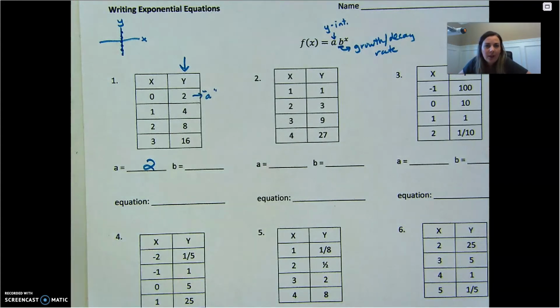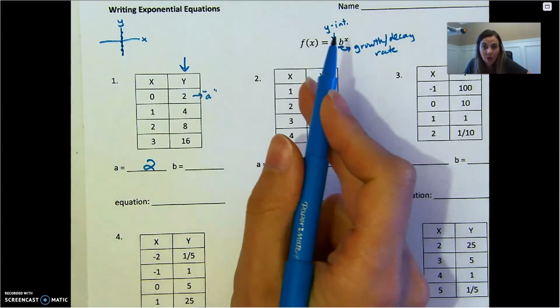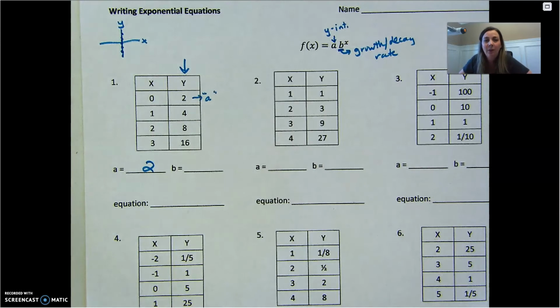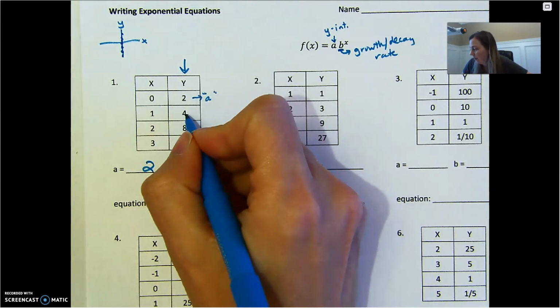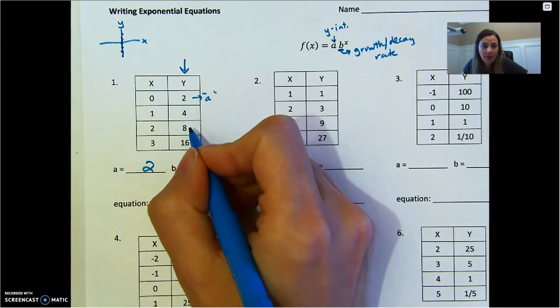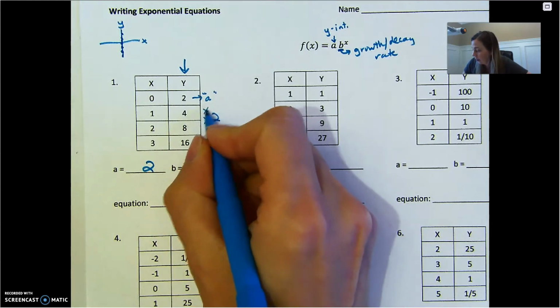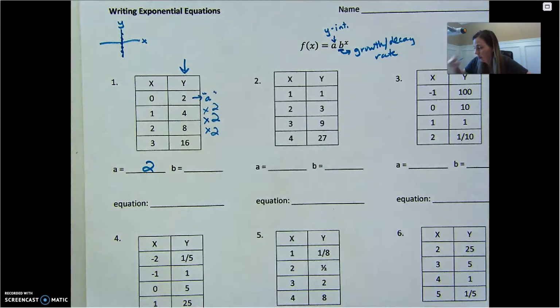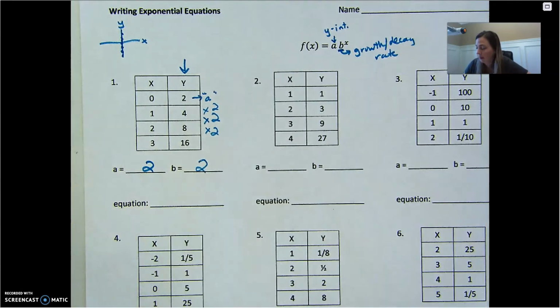All right. So now we have to look at the rate. Looks like these numbers are getting bigger, so it's growing. So it has to be a number greater than 1. Let's see, going from 2 to 4, looks like we're doubling. 2 times 2 is 4. 4 times 2 is 8. 8 times 2 is 16. So all of these are times 2, times 2, times 2. So our base is 2.